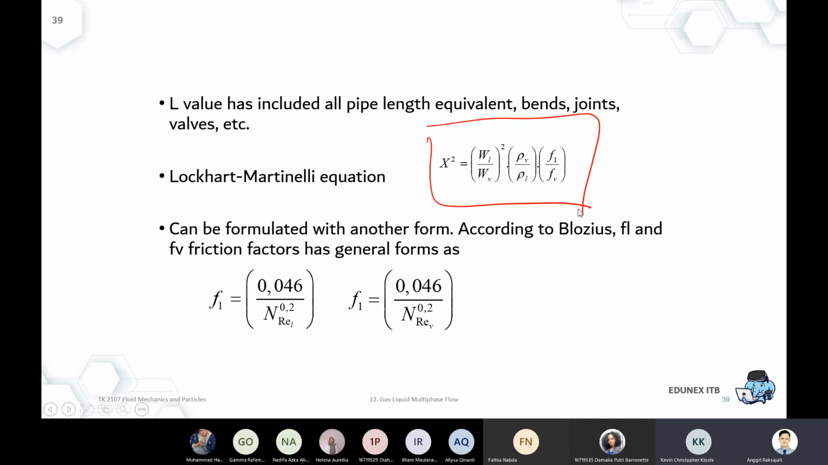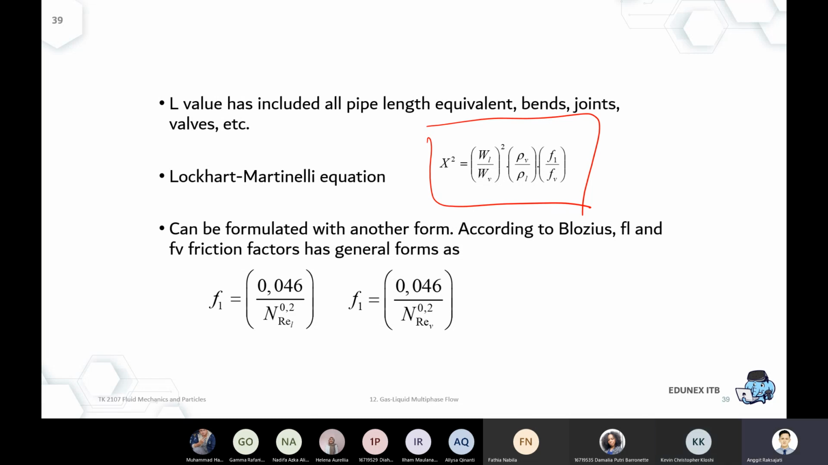Sir, I have a question. For the delta P gas and liquid, is it energy loss due to just frictional, or is it due to like including Bernoulli, like pressure, the height and stuff like that?